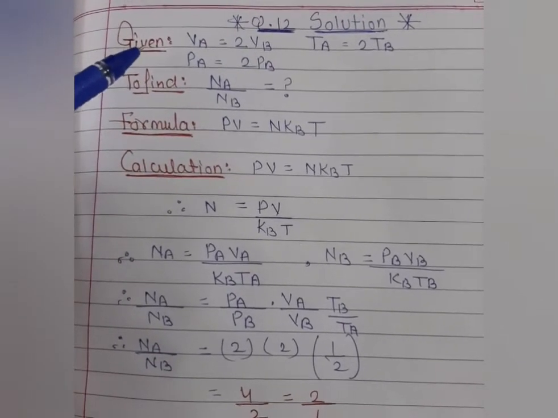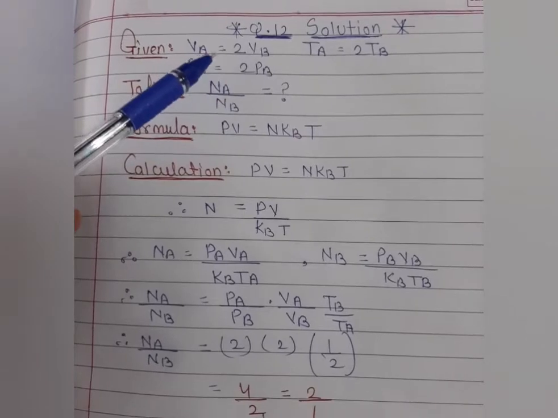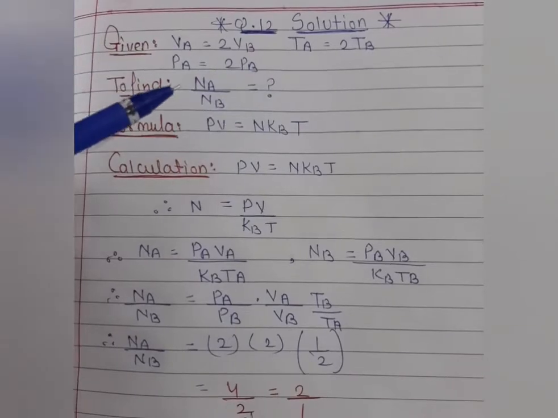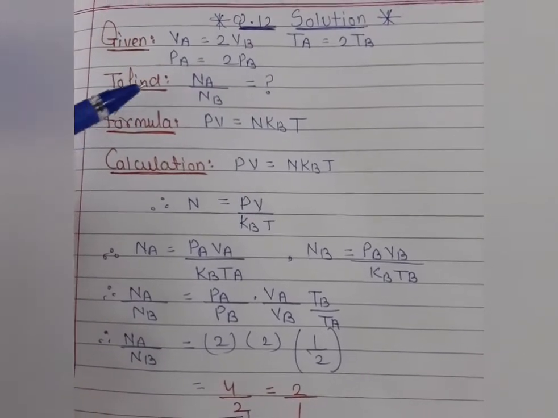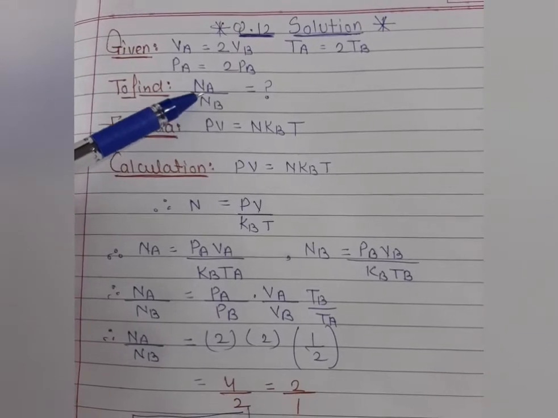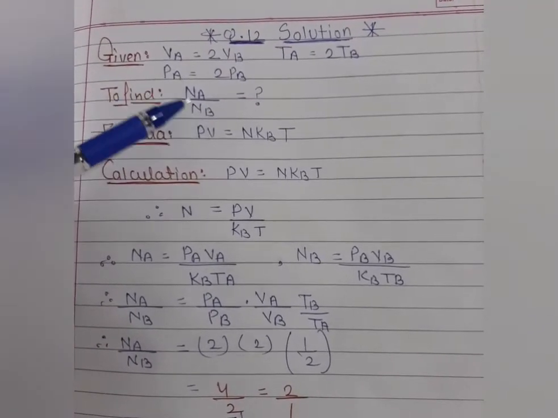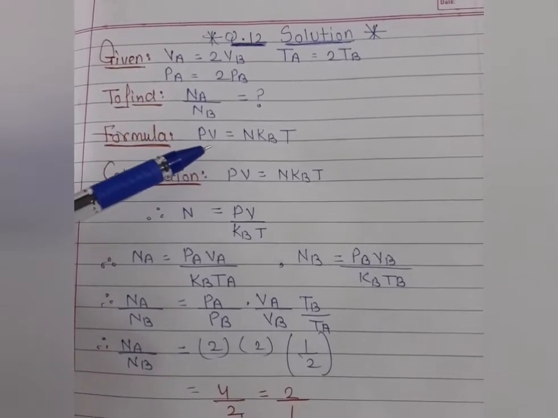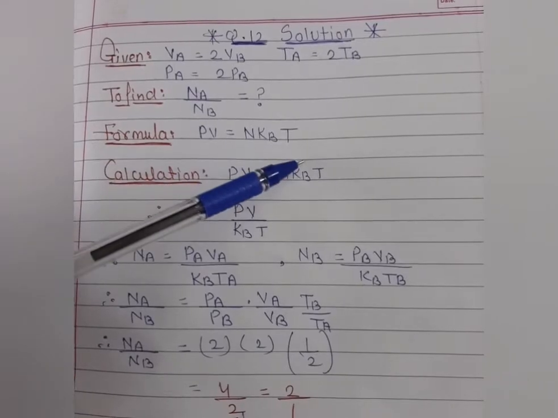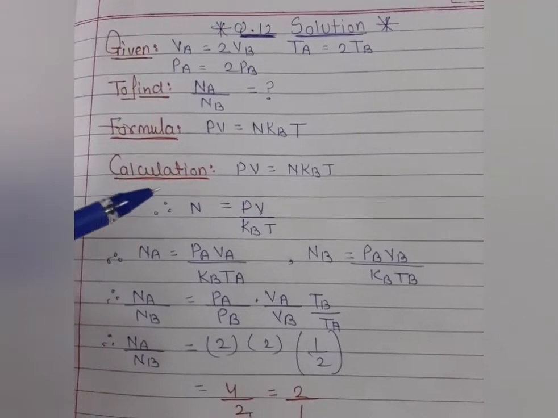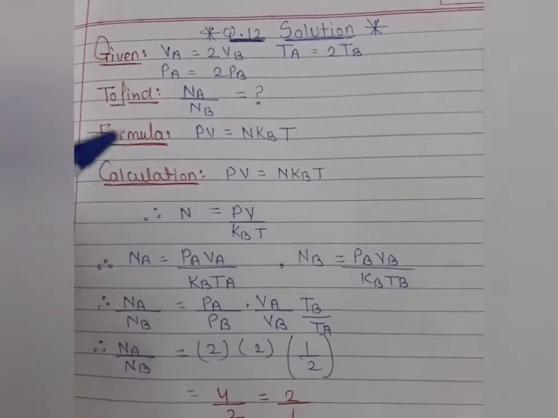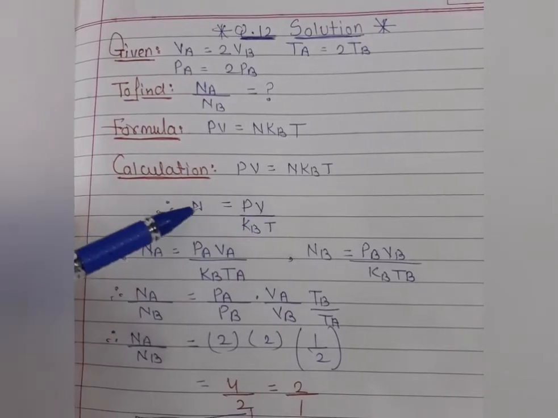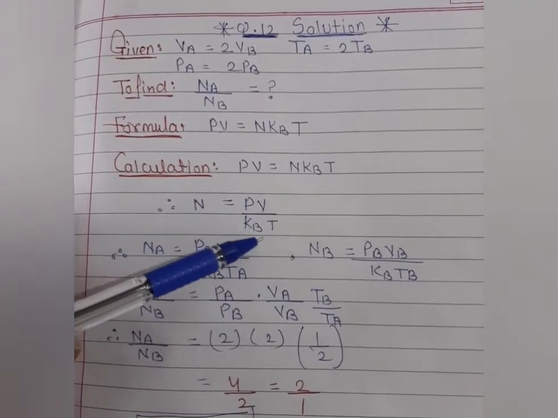So let's move on to the solution of question number 12, students. Here in the given condition, the volume of vessel A is twice that of vessel B, the temperature is also twice and the pressure is also twice. And we have to find the ratio of the number of molecules in vessel A and vessel B. Here we have the ideal gas equation, PV is equal to NKBT. So let's rearrange this term to find the number of molecules, that is N is equal to PV upon KBT.